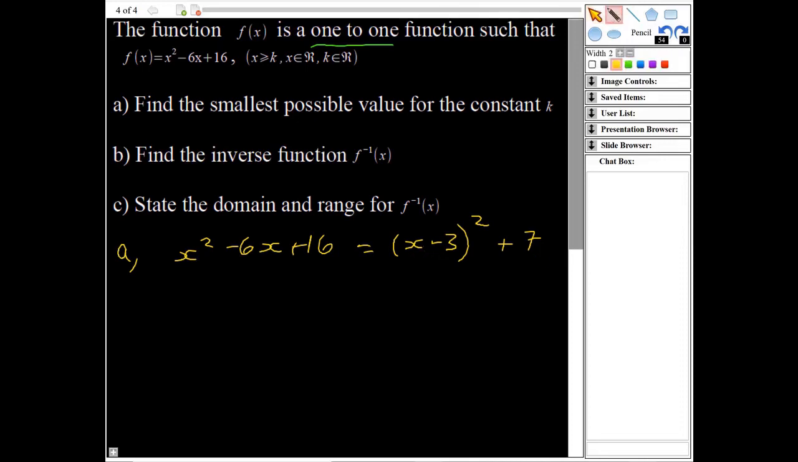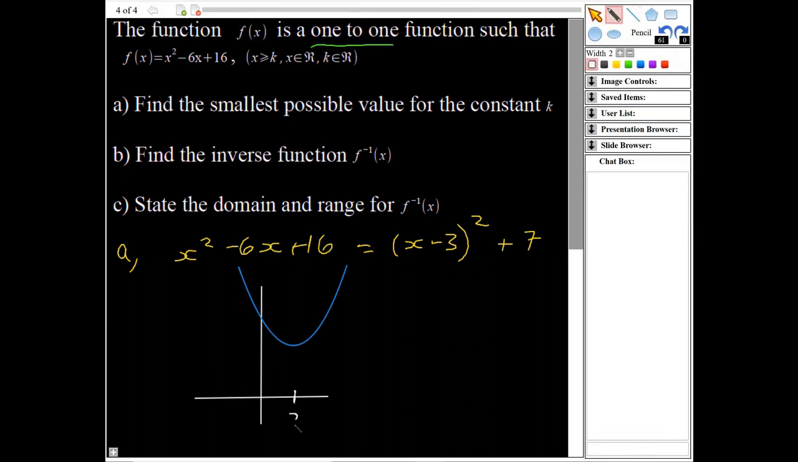Then I would be able to plot that on a graph, and if I just sketch that out, my quadratic would look like that. That would be a quadratic for x squared. And then what I've got here is a translation. Because it's x minus 3 squared, it would translate 3 to the right and then 7 up. So my quadratic would be translated 3 to the right and then 7 up. It would look like that.